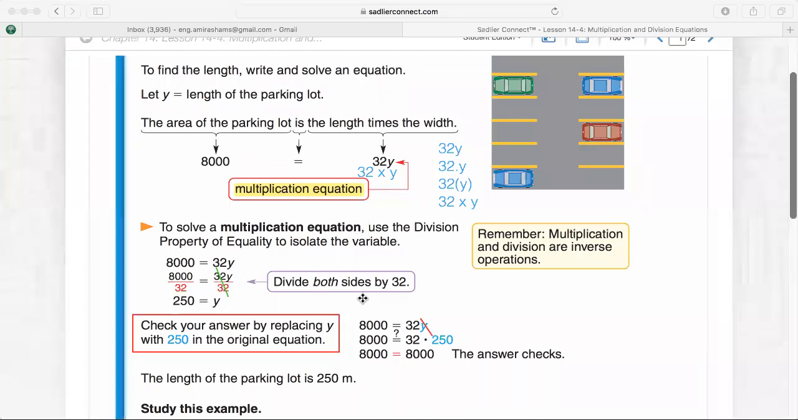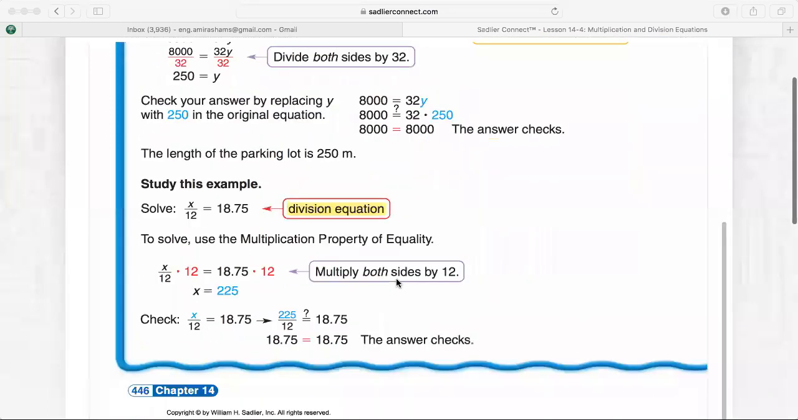After checking, unhide the answer and see that your answer is correct. If it is not correct, start from the beginning and divide again. Okay, girls? Okay, what next?